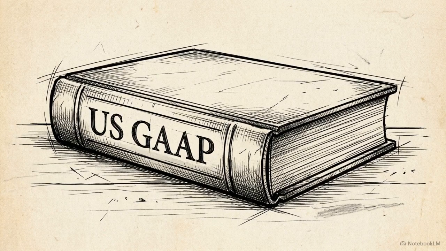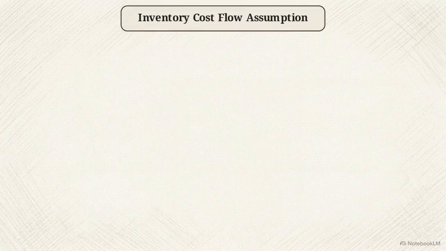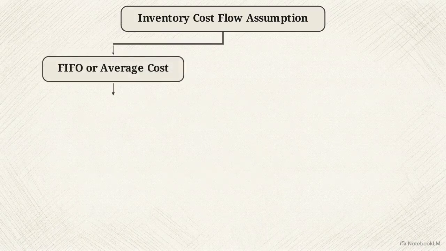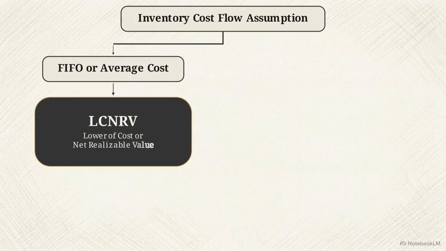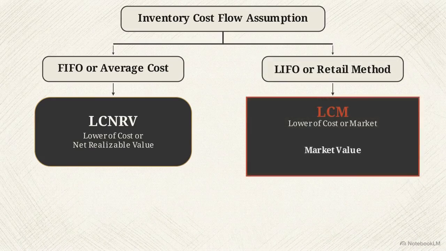Under U.S. GAAP, there is a major regulatory complication to this process. The rules for calculating an inventory write-down are not universal. The precise mathematical method a company must use depends entirely on the initial cost flow assumption they chose for their inventory. If a company uses FIFO or average cost, they follow the more modern, streamlined method known as lower of cost or net realizable value, or LCNRV. However, if a company uses LIFO or the retail inventory method, they are required to use an older, highly constrained model known as lower of cost or market, or LCM.